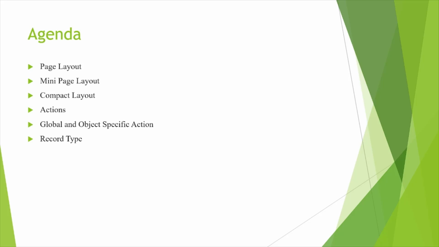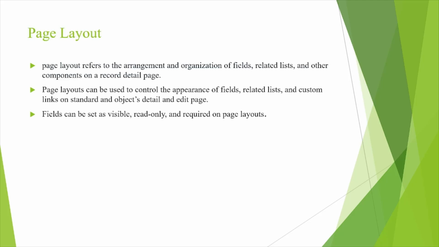Moving forward, let's start from page layout. Page layout refers to the arrangement and organization of fields, related lists and other components on a record detail page. Page layout can be used to control the appearance of fields, related lists and custom links on standard and custom objects' detail and edit pages. Fields can be set as visible, read only and required on page layout. All these things we can control using page layout.